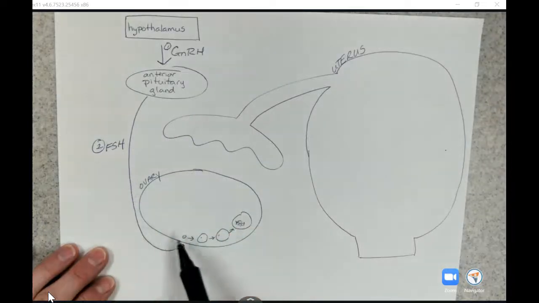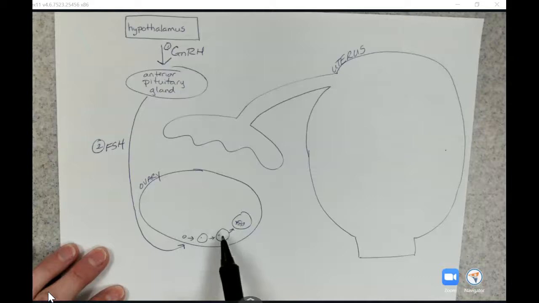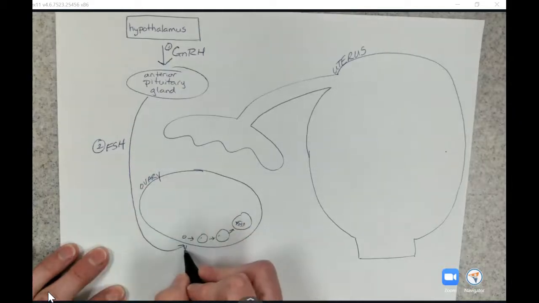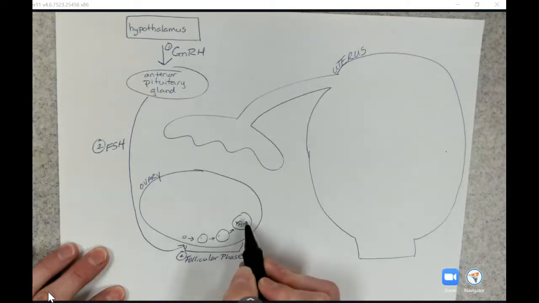So the anterior pituitary says will do, and so it's going to release FSH in response to gonadotropin-releasing hormone. FSH travels through the blood, and it's going to act in the ovary, and it's going to cause the development of the follicle. So this is a little follicle here. You can see how it gets bigger, and bigger, and bigger. This little guy on the inside is the egg, or the primary oocyte. So FSH is causing the follicular phase of the ovarian cycle.